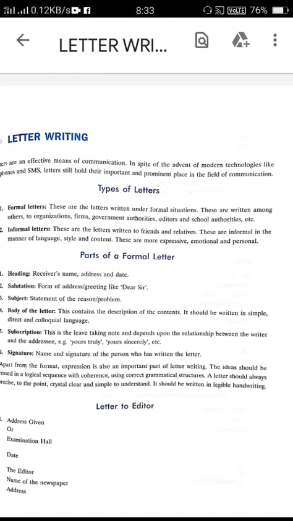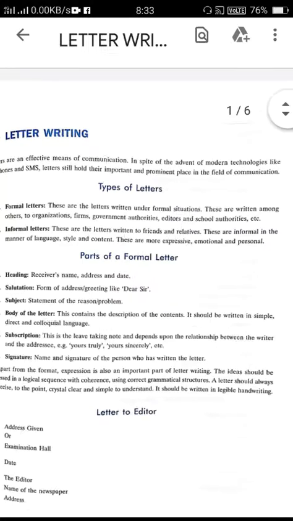Letters are of basically two types: formal letter and informal letter. Formal letters include business letters, letters of complaint, letters to government officials, etc. Whereas informal letters include letters to friends, relatives, acquaintances, family members, spouse, siblings, etc.